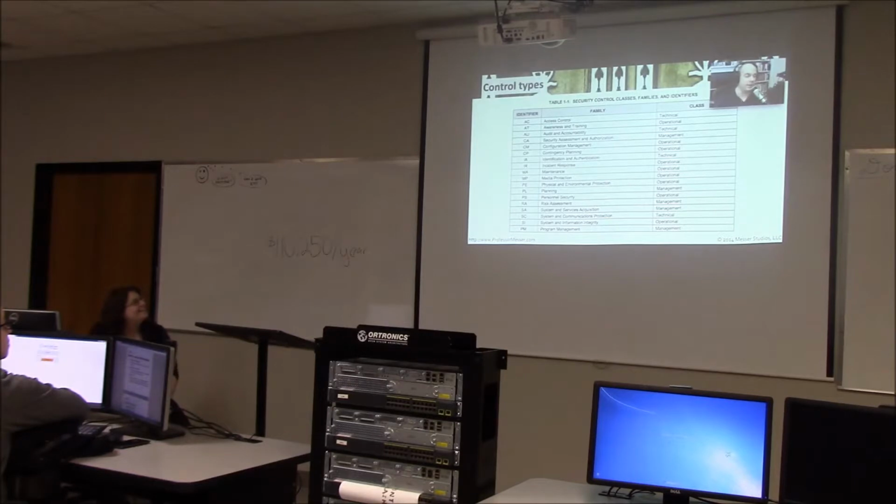It would not be a federal document if we didn't in some way have a list of abbreviations associated with these. For the purposes of the Security Plus exam, you don't have to remember all the identifiers, but it's useful to know these different classes, the technical, the operational, the management, and have an understanding of why these different families are associated with these classes. And if you start looking at them, they make a lot of sense. Technical, yep, that's access control. That's configuring firewalls and making sure your access control lists are set properly.